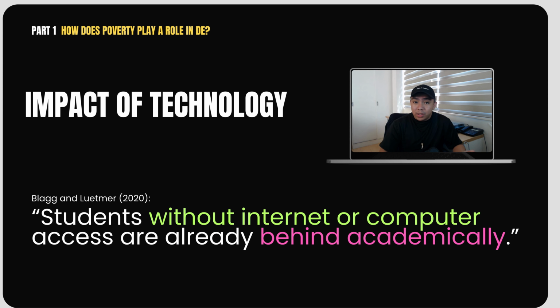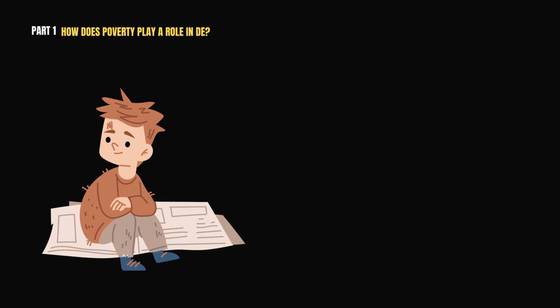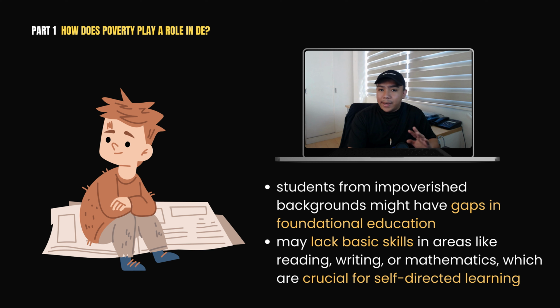enough to not use technology, even though it's not online technology, even though it's not distance education, even education as a whole. According to Blagg and Lotmer, they stated verbatim that students without internet or computer access are already behind academically. So let's unpack this very clearly.